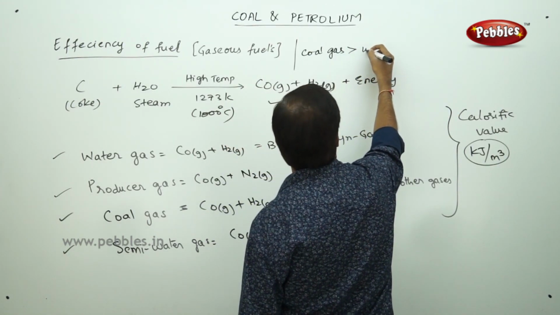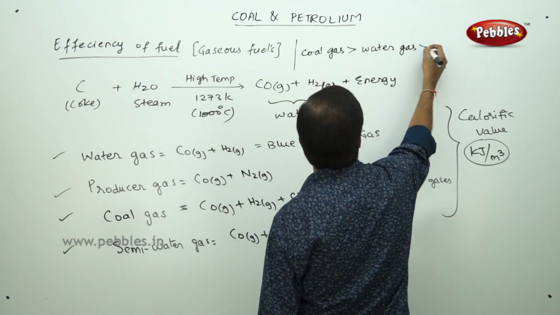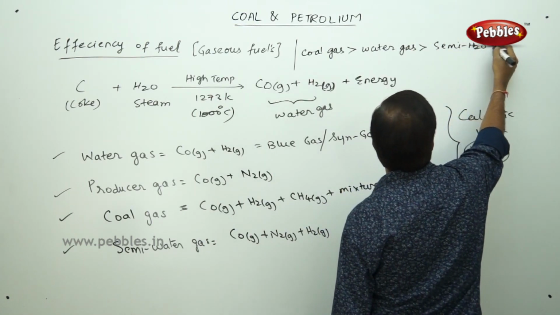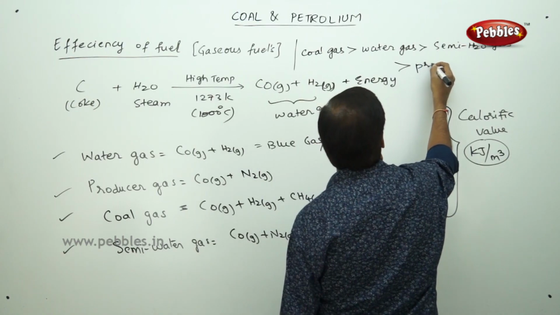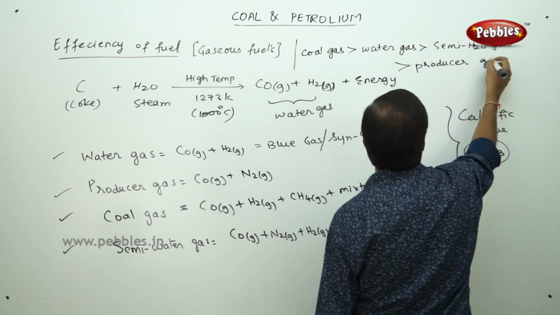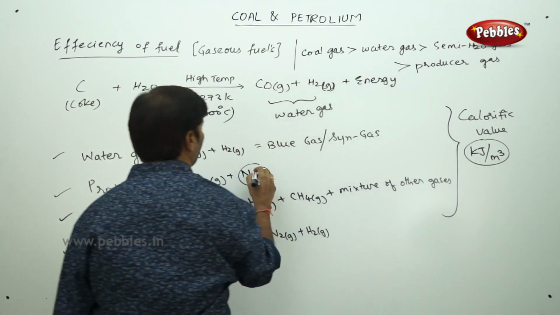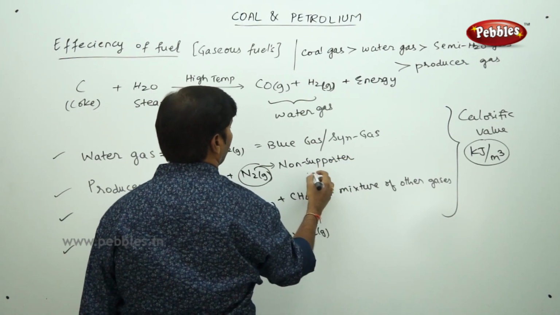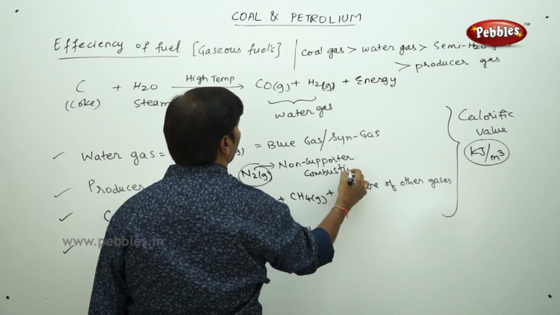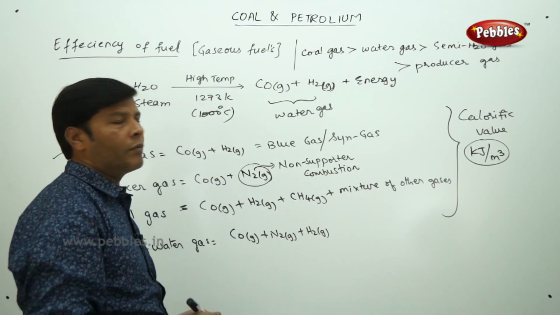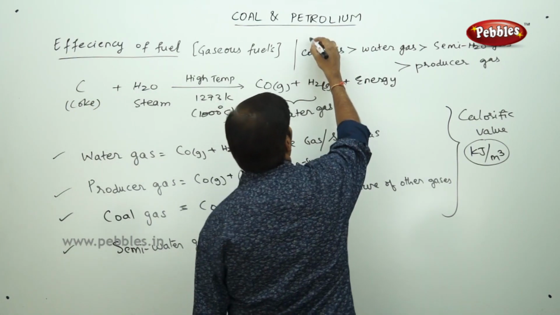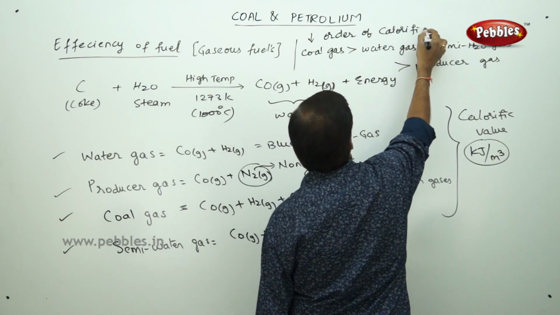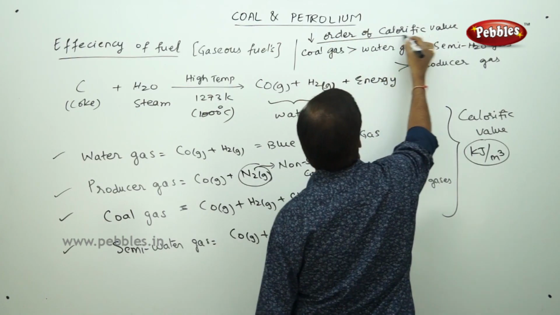Then comes the water gas. Then comes the semi-water gas. Then comes the producer gas. Producer gas has the least calorific value because in producer gas we have nitrogen, which is a non-supporter of combustion. That is why its calorific value is slightly lesser than that of the water gas and semi-water gas. So this is the decreasing order of calorific value of fuel gases.